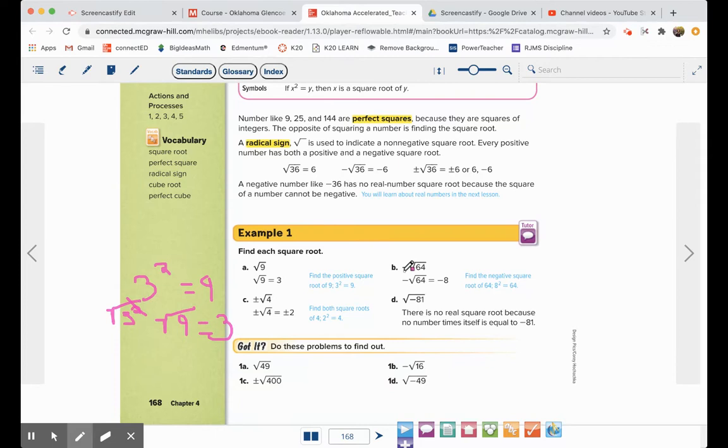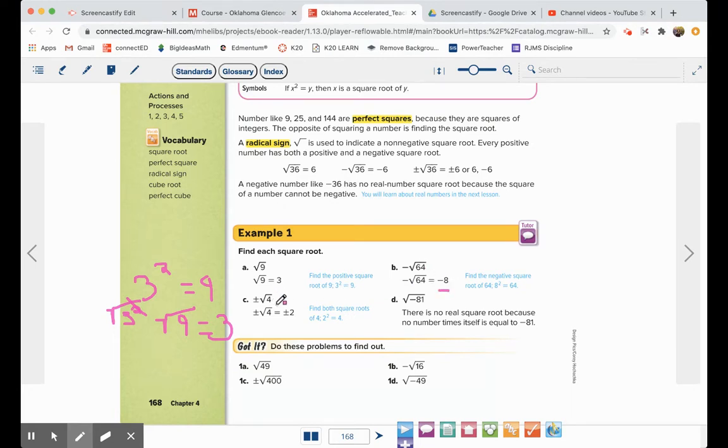On B, we have negative square root of 64. The negative is out front, so you take the square root of 64, and that basically means times negative 1. The negative is going to stay there. The square root of 64 is 8, so that is negative 8.